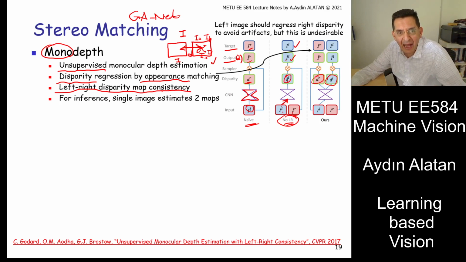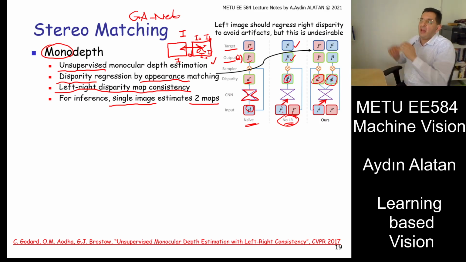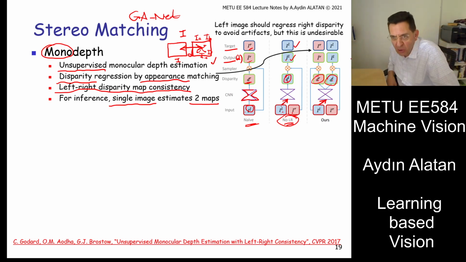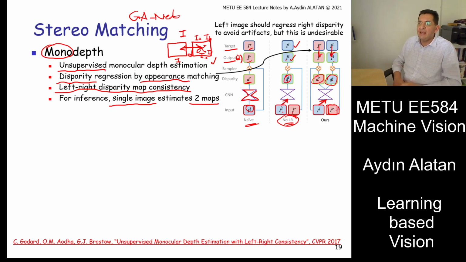Hence, during inference, from mono images, you are creating two maps. Please note here, you are enforcing your single image to create both left and right together. During training, you need this so that you can propagate the error from here, and similarly, this is already available and you can propagate the error here. This is the monodepth architecture.